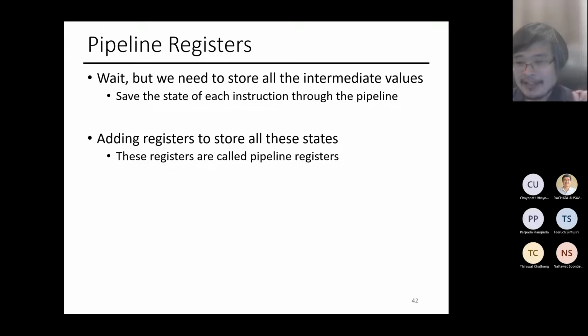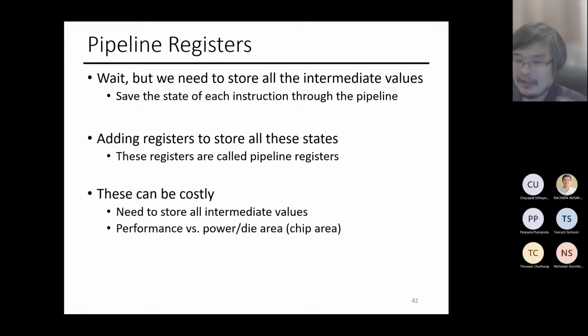And because we are adding a bunch of registers, this can be costly because you have to store all the intermediate values. This is one of the trade-offs. If you want, say, a 30-stage pipeline in a modern processor, you have to add a bunch of registers for that. But most of the time, it's worth the cost because your processor is a lot faster.